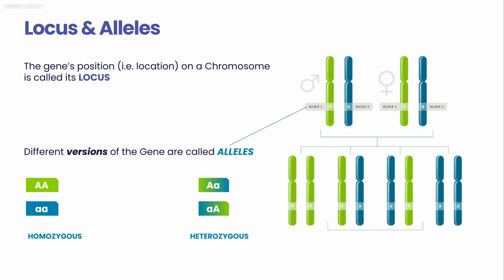Homozygous refers to an individual if they inherit similar versions of a gene at a specific locus of the gene, while heterozygous refers to an individual if they inherit different versions of the allele at a specific locus.